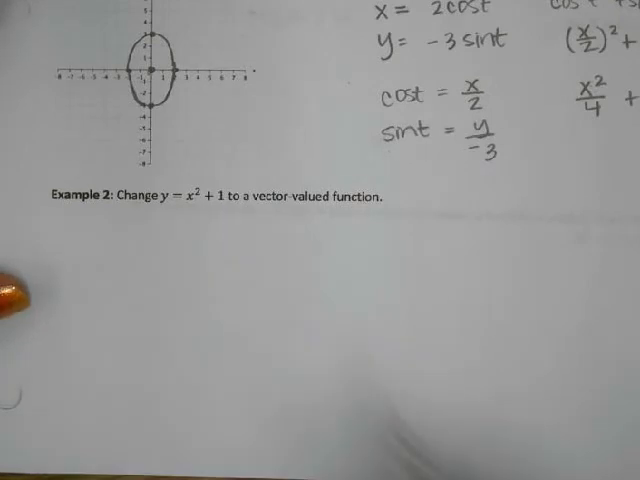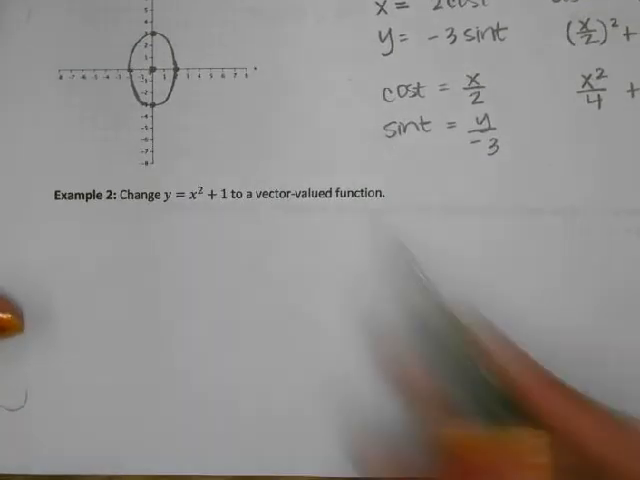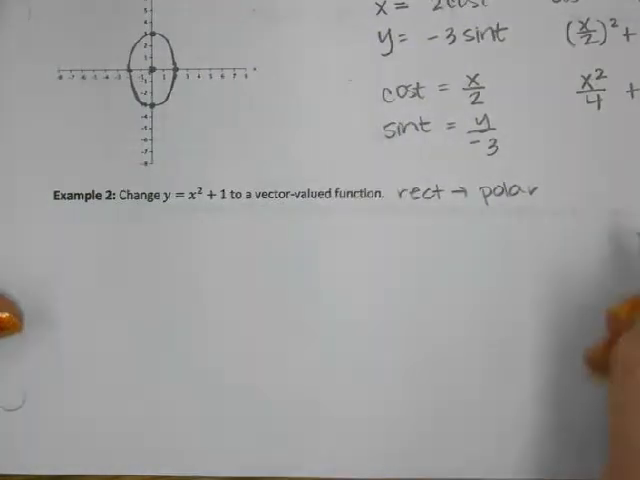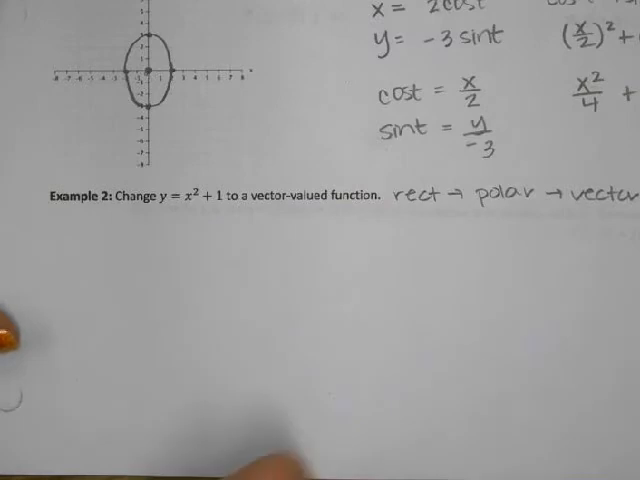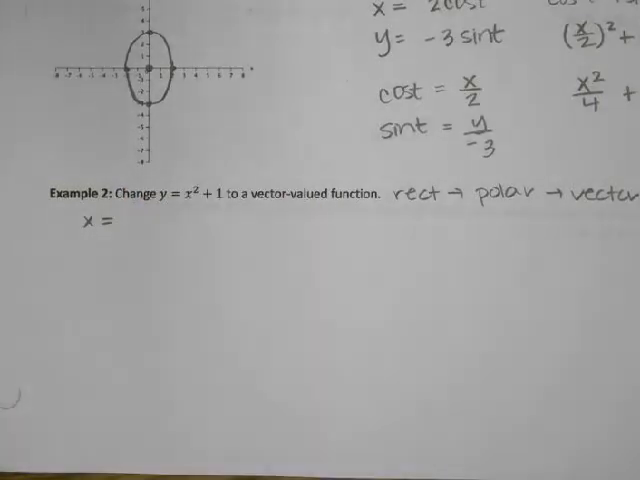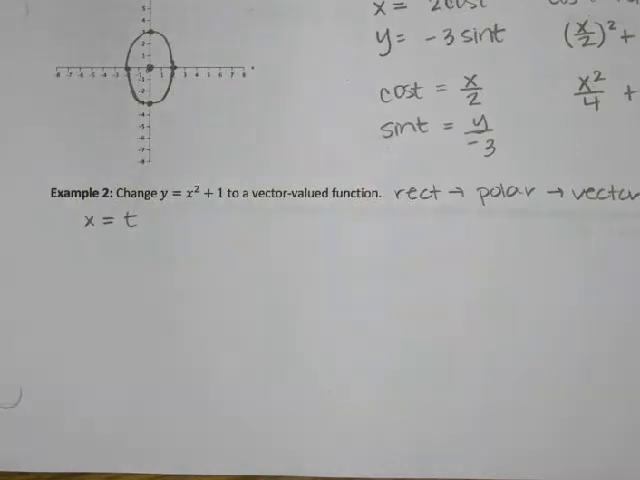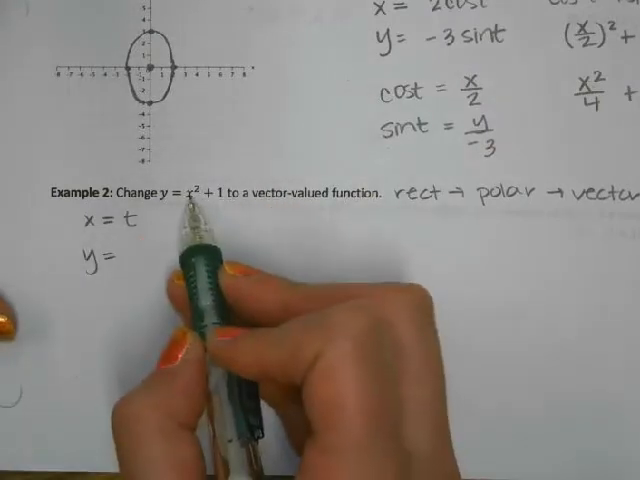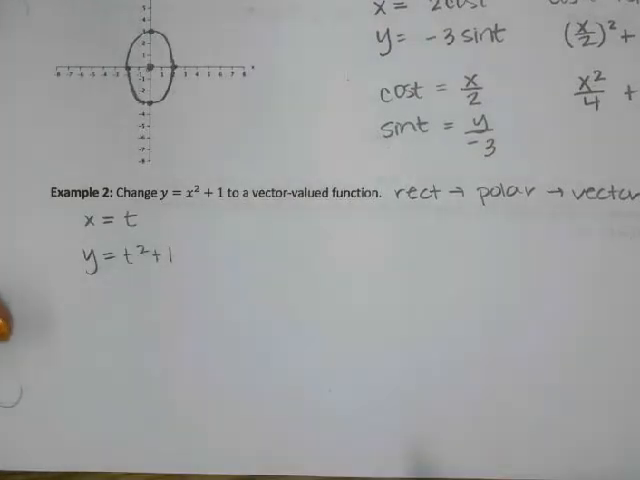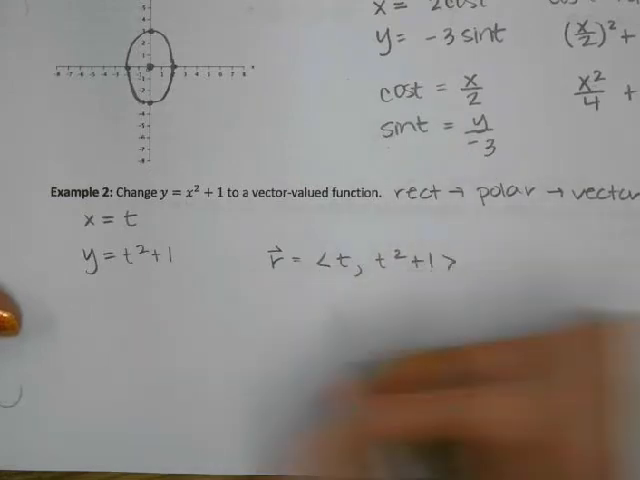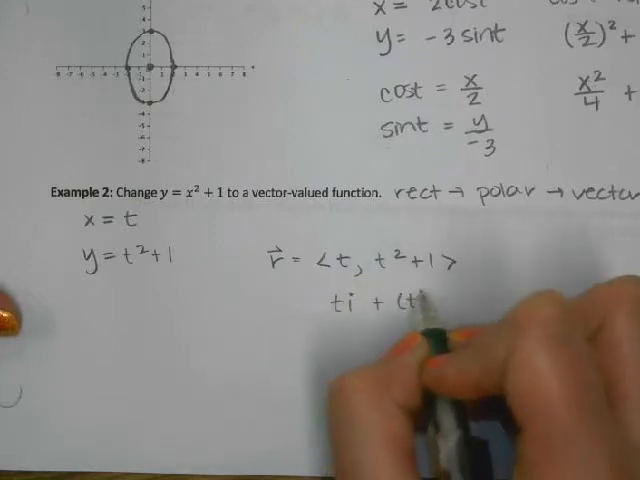All right, example 2 says to change this rectangular equation into a vector-valued function. So to take it from rectangular to a vector-valued function, you have to take the rectangular form and convert it into parametric form. And then once you have the parametric form, then you can just write it as a vector. So when we take things from rectangular to parametric form, if you guys recall, you can just start off saying that x equals a function of t, and it can be any function of t that you want, but making it plain old t is the easiest way to go. So I'm going to say that x is t. Since x is t, then y would be t squared plus 1. And so my vector-valued function would be ti plus (t squared plus 1)j.